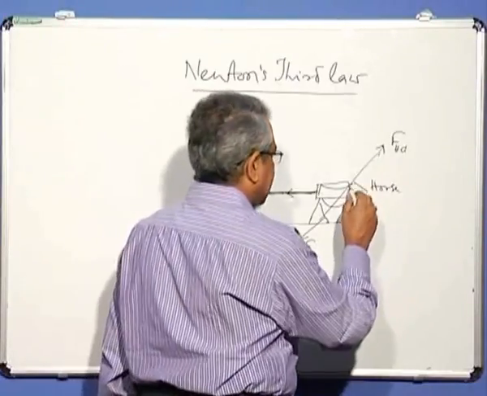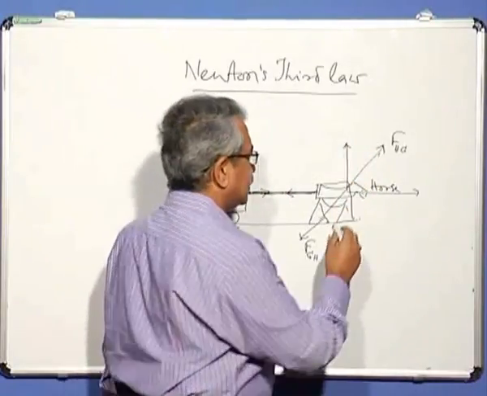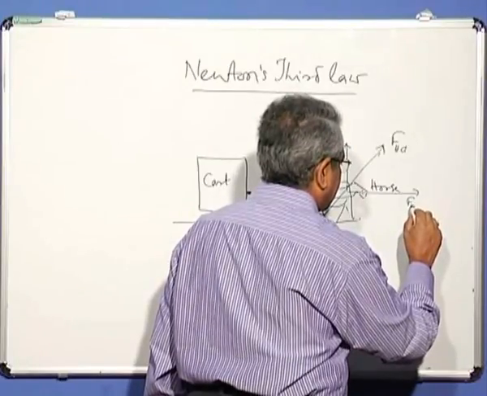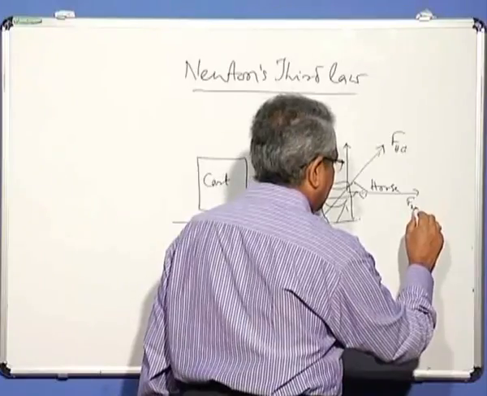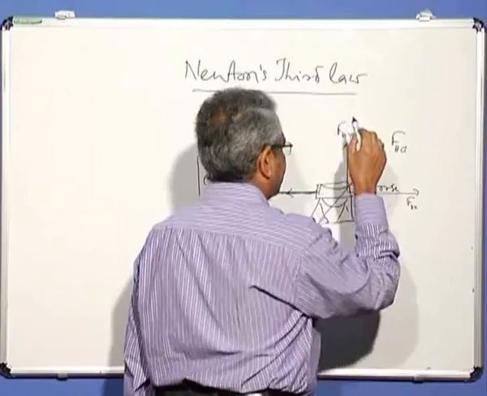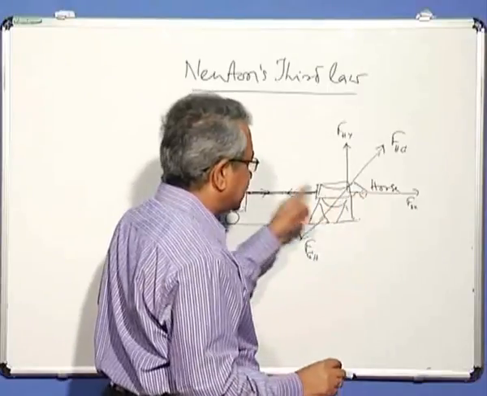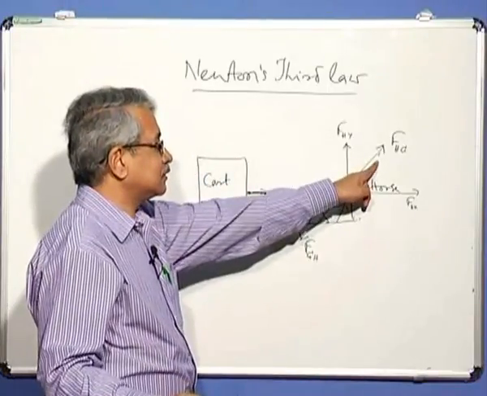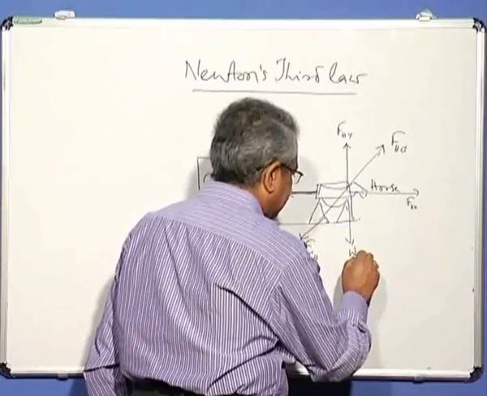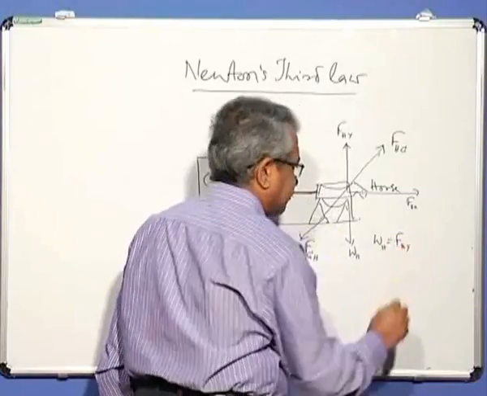So this force can now be analyzed into two components. I will call one FH, X component, horizontal component, and the other FH, vertical component, Y component. Two components come there. In this, the normal component will account for the weight of the horse. So the weight of the horse is balanced by the vertical component.